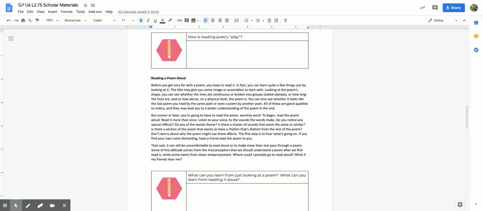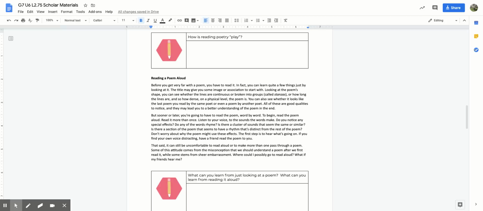All right, time for the next section, reading a poem aloud. Before you get very far with a poem, you have to read it. In fact, you can learn quite a few things just by looking at it. The title may give you some image or association to start with.